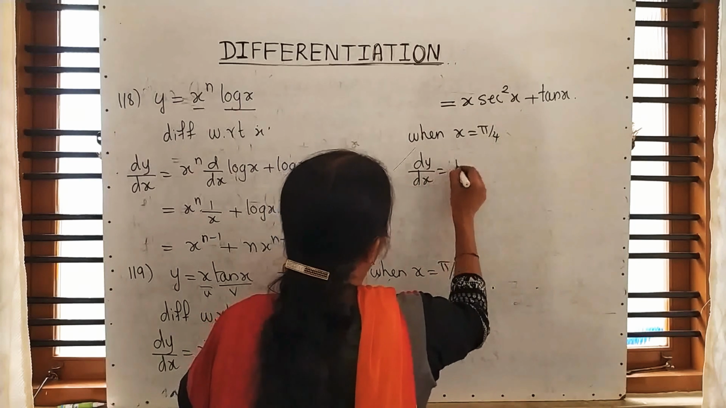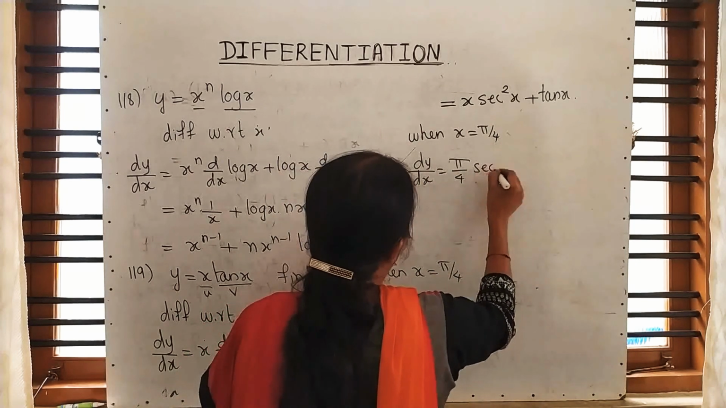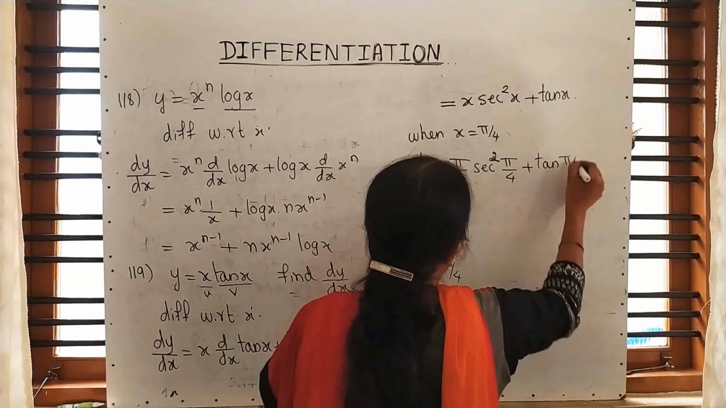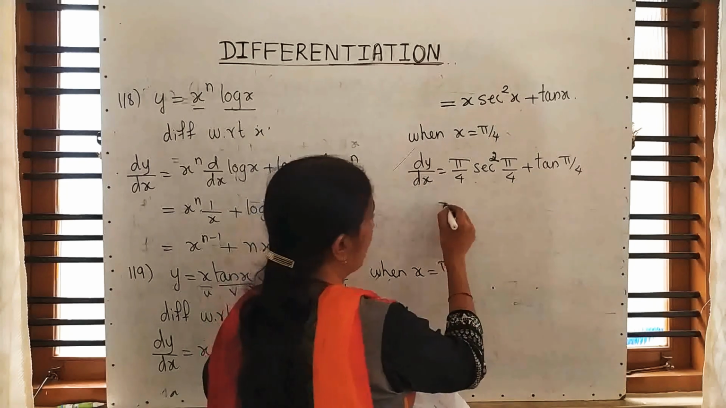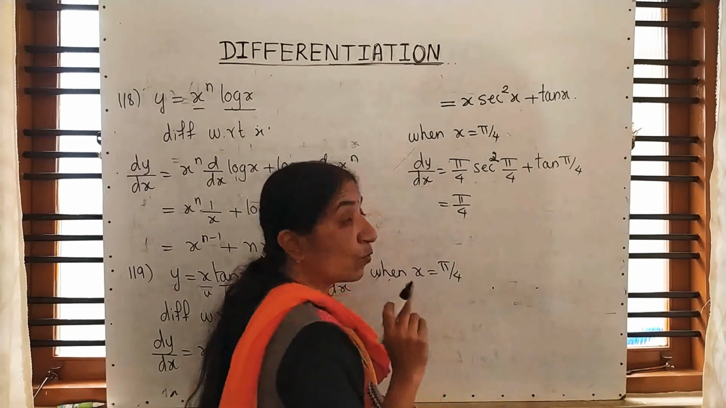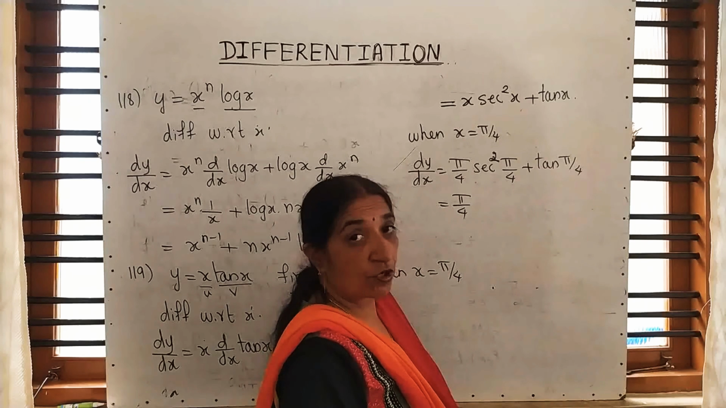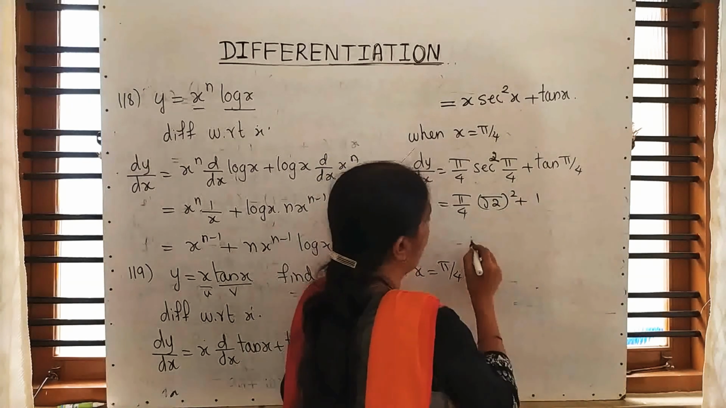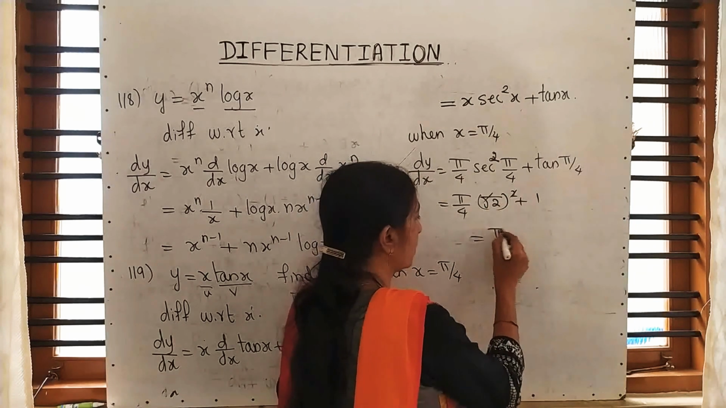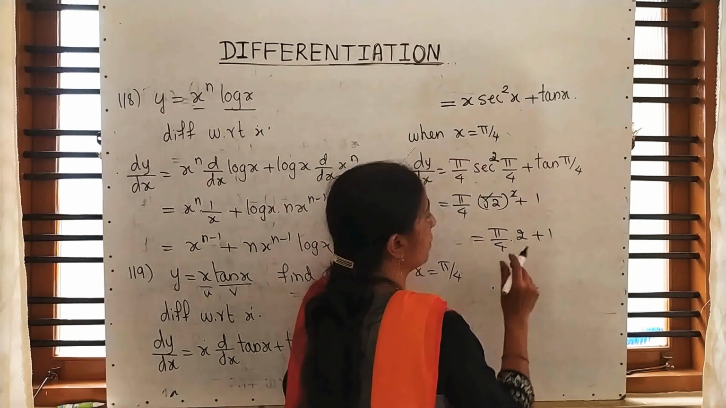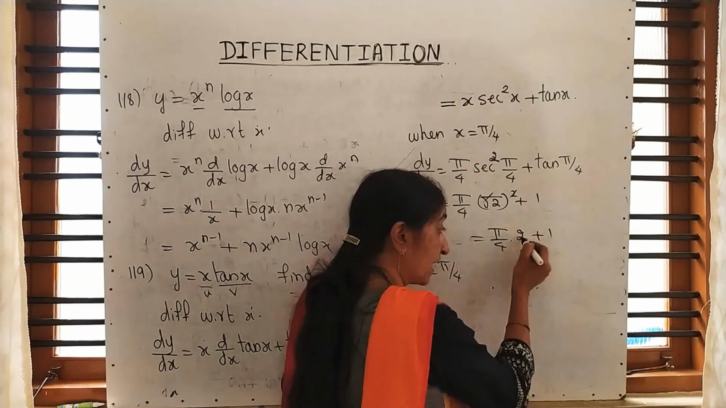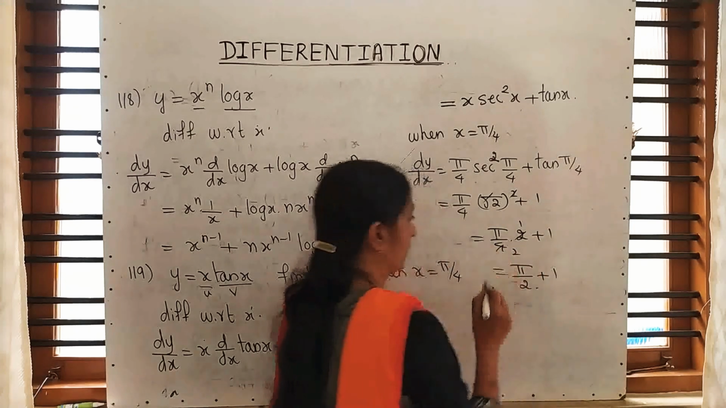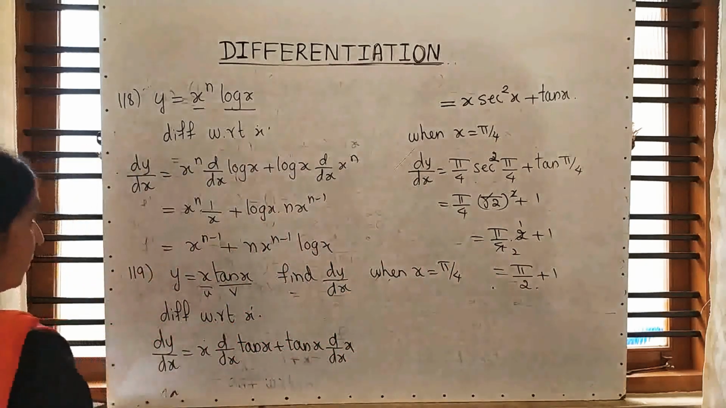Then when x is equal to pi by 4, dy upon dx is pi by 4 secant square pi by 4 plus tan pi by 4. Pi by 4 is 45 degrees. This pi by 4 as it is. What is the sec 45? Sec 45 is root 2, square, and tan 45 is 1. Here square root and square get cancelled. Pi by 4 into 2 plus 1. Don't add 2 plus 1 as a 3. So the final answer is pi by 2 plus 1. Now moving to the next question.